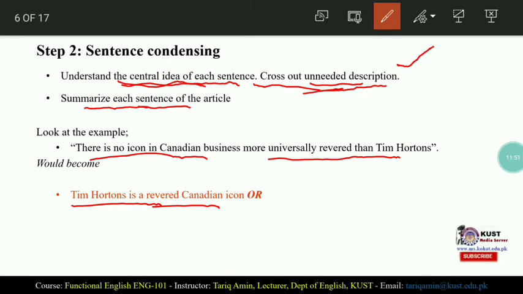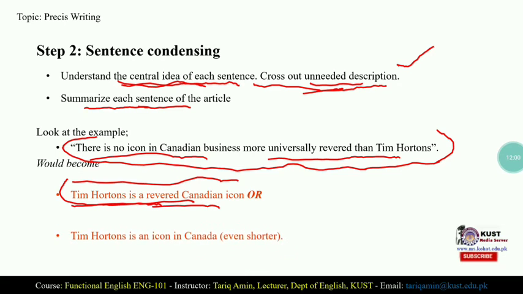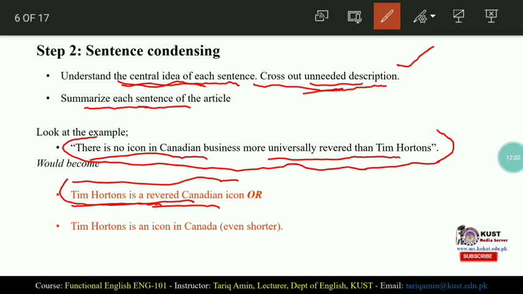Now we can see that this sentence is very short as compared to the longer sentence, and we can write it even shorter, like: Tim Horton is an icon in Canada. Now the central point of the longer sentence has been discussed in even fewer words. This sentence is even shorter than the one above, and that one is shorter than the original sentence.